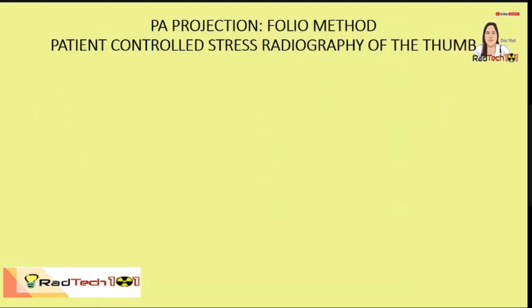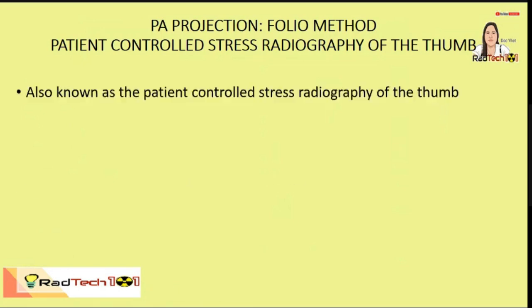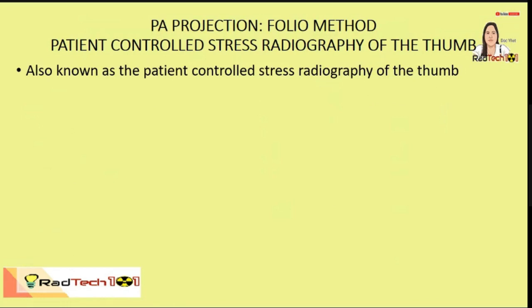So next, the PA projection folio method. So this is the patient-controlled stress radiography of the thumb. Tinawag siyang controlled stress radiography because naglalagay tayo ng object para ma-stress yung thumb. So, bali, sa folio method, bilateral siya, meaning dalawang thumb. Siyempre, right and left thumb ng fingers. So, para maintindihan, eto siya.